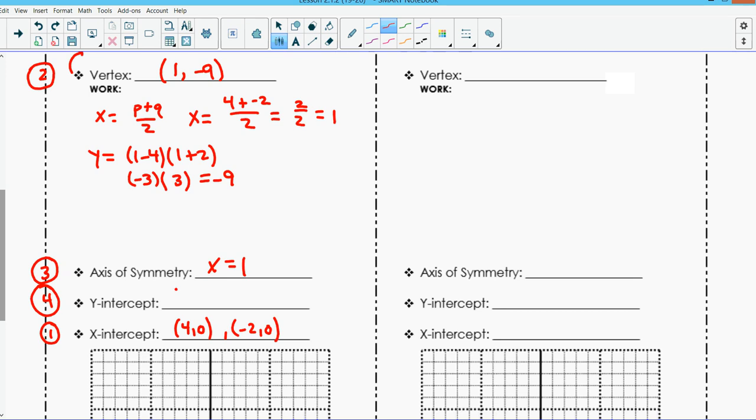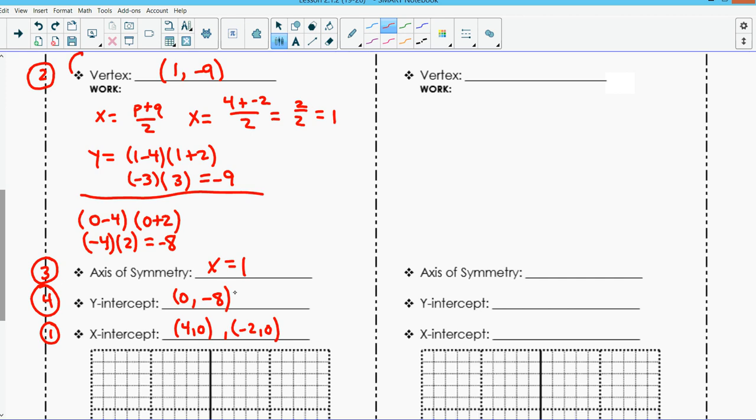a 0. I always start by saying 0 comma, that way I know to substitute. So when I substitute into my function, instead of x minus 4, it'll be 0 minus 4, and 0 plus 2, which gives me -4 times 2, which is -8. So that would be my y-intercept.